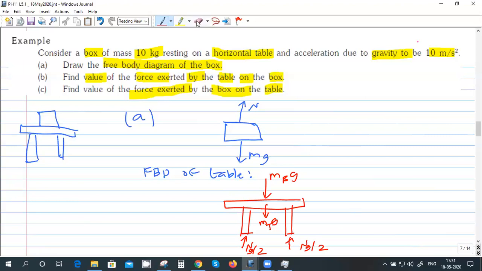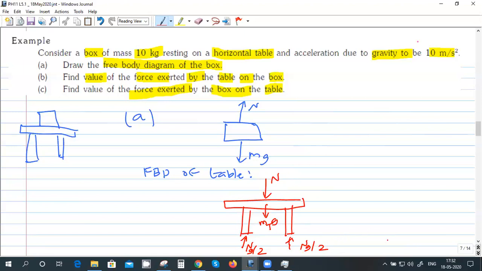If you want to be more precise, instead of writing the weight of the box, it should be normal reaction, because the interaction between the box and the table is a normal reaction. Weight is the effect of gravity. So this MTG is because of the interaction between the table and the earth. This N is because of the interaction between the box and the table. And this normal reaction by symmetry will get divided between the two legs, or four legs, meaning MTG by four. Is it clear?